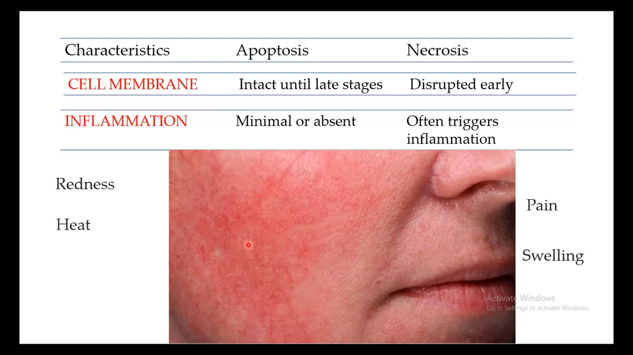What that means is that if your immune system is getting activated, that means there are things that are not normal. So when there is no inflammation in the process of apoptosis, that means you are going through a normal process. If you see inflammation in the process of necrosis, that means there is something wrong. The process is not normal.